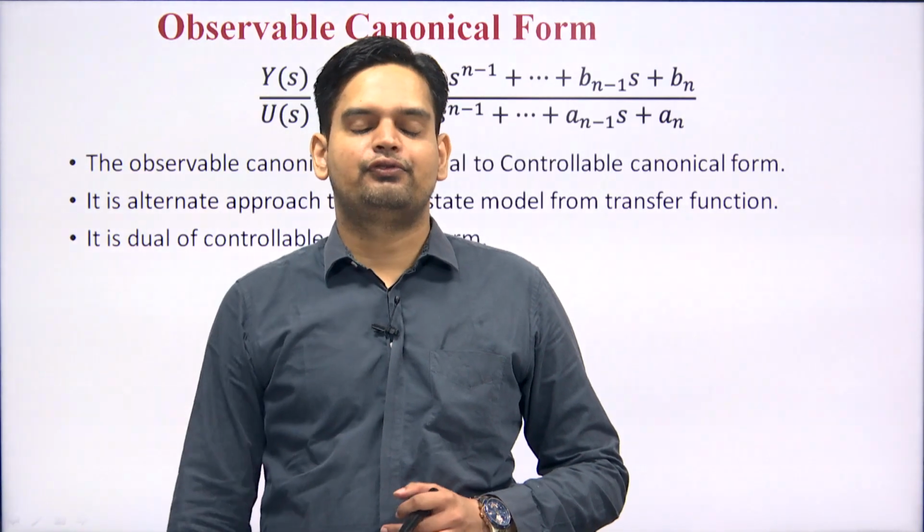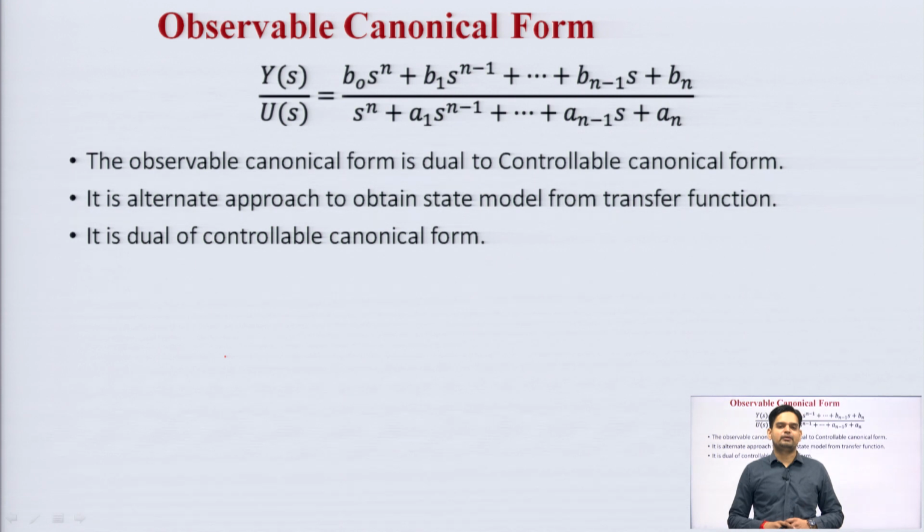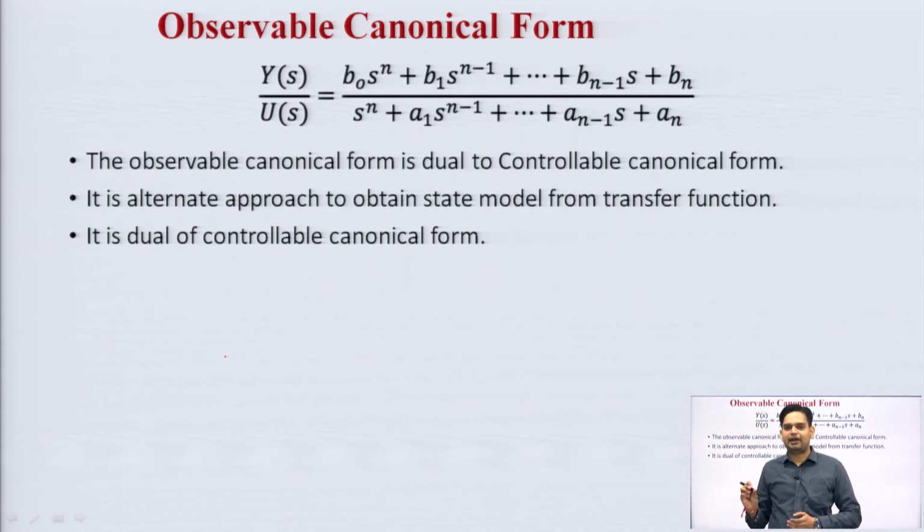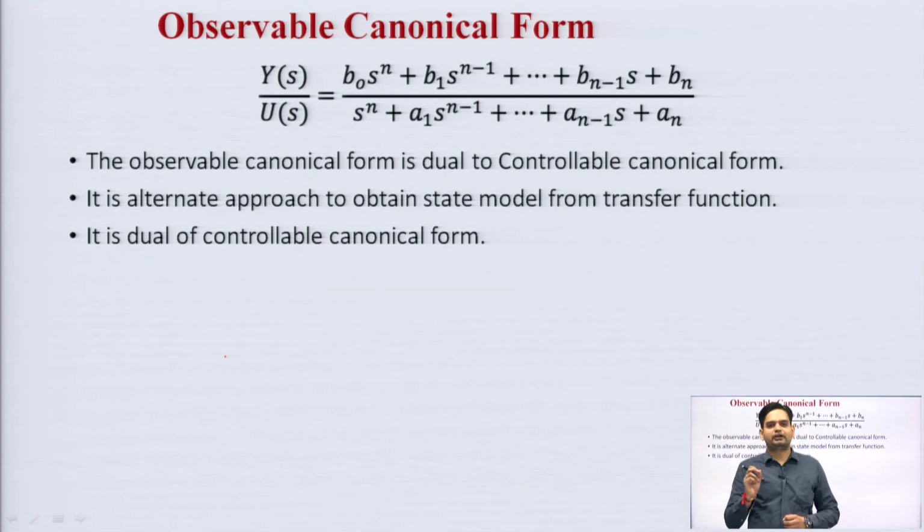In the observable canonical form we again assume the same transfer function, and we use this because it gives us the impact of the state variables on the output. How the state variables present in the system change the output can be studied from the observable canonical form. Whenever we design a controller, our aim is to make it observable, an observer. So, whenever we have to make an observer system, we go for the observable canonical form.